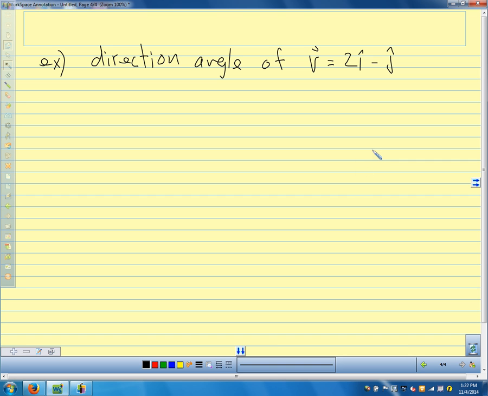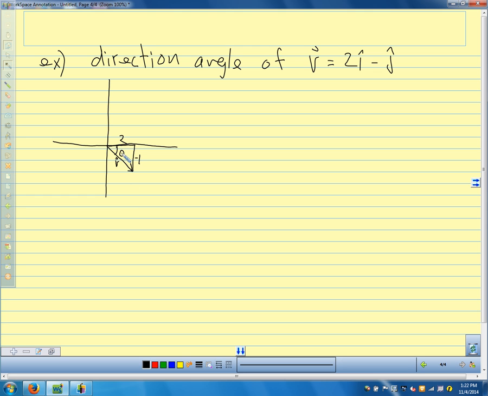So first off, what quadrant is this vector pointing into? Which one? Fourth quadrant. This is a fourth quadrant angle. We're going 2 units this direction and 1 unit this direction. So we're down here in the fourth quadrant. So there's my vector, V. And that's 2 and that's negative 1.